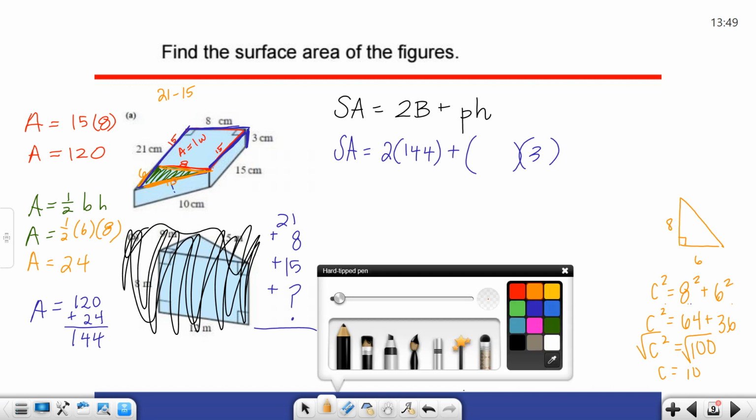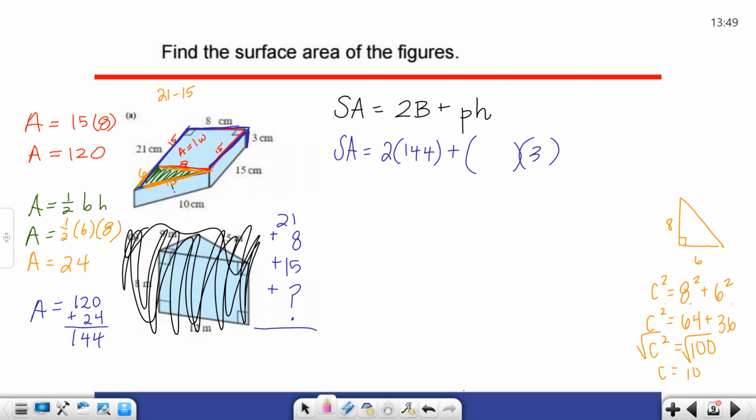Okay, so now then, let's go back and try this one more time. I know that this side over here is 21, and this side right here is 10, and this side right here is 15, and this side is 8. So if I add those up, I get 25 and 29, 54.